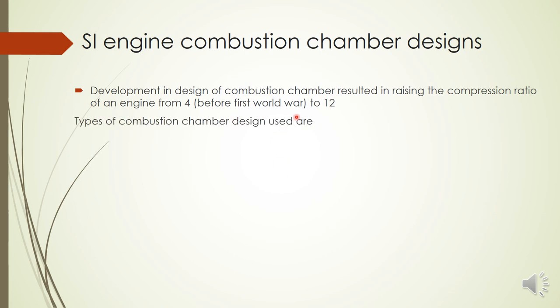So the types of combustion chamber mainly used are T head type, L head type, F head type and I head type. So these are the 4 types of combustion chamber used in automobiles. They are named after their shape. So T head shape will be in the shape of the alphabet T. Similarly, L head will be in the shape of an L, and F head will be in the shape of an F, and finally we have the I head type combustion chamber. So we will see one by one what are their advantages, disadvantages, etc.